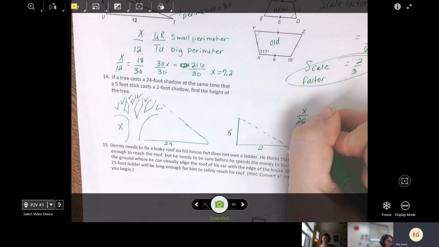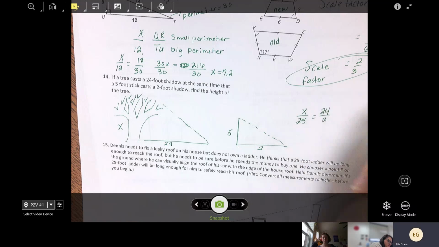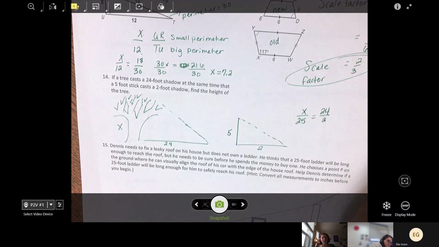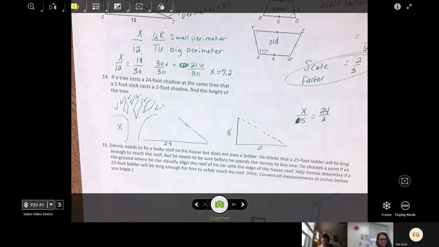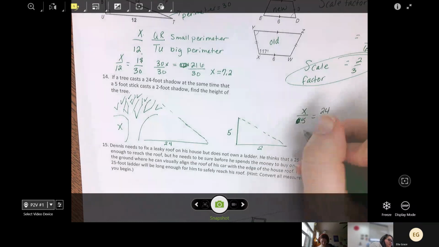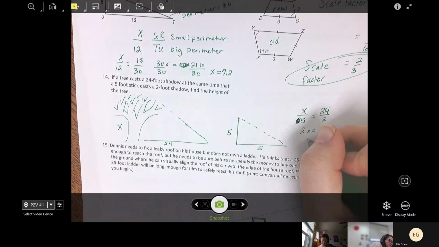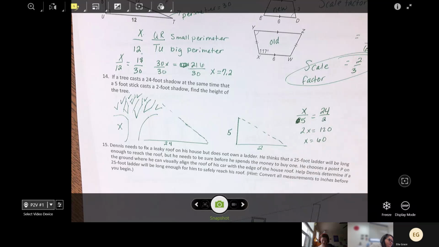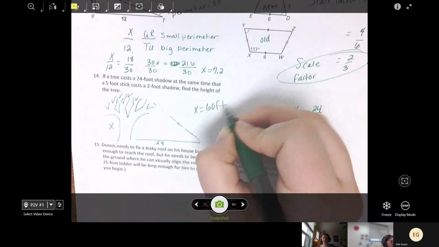X over 5 equals 24 over 2. Just kidding, 5, sorry. And then you just cross multiply, you get 2x equals 120, and then x equals 60. So the height of the tree is going to be 60 feet.